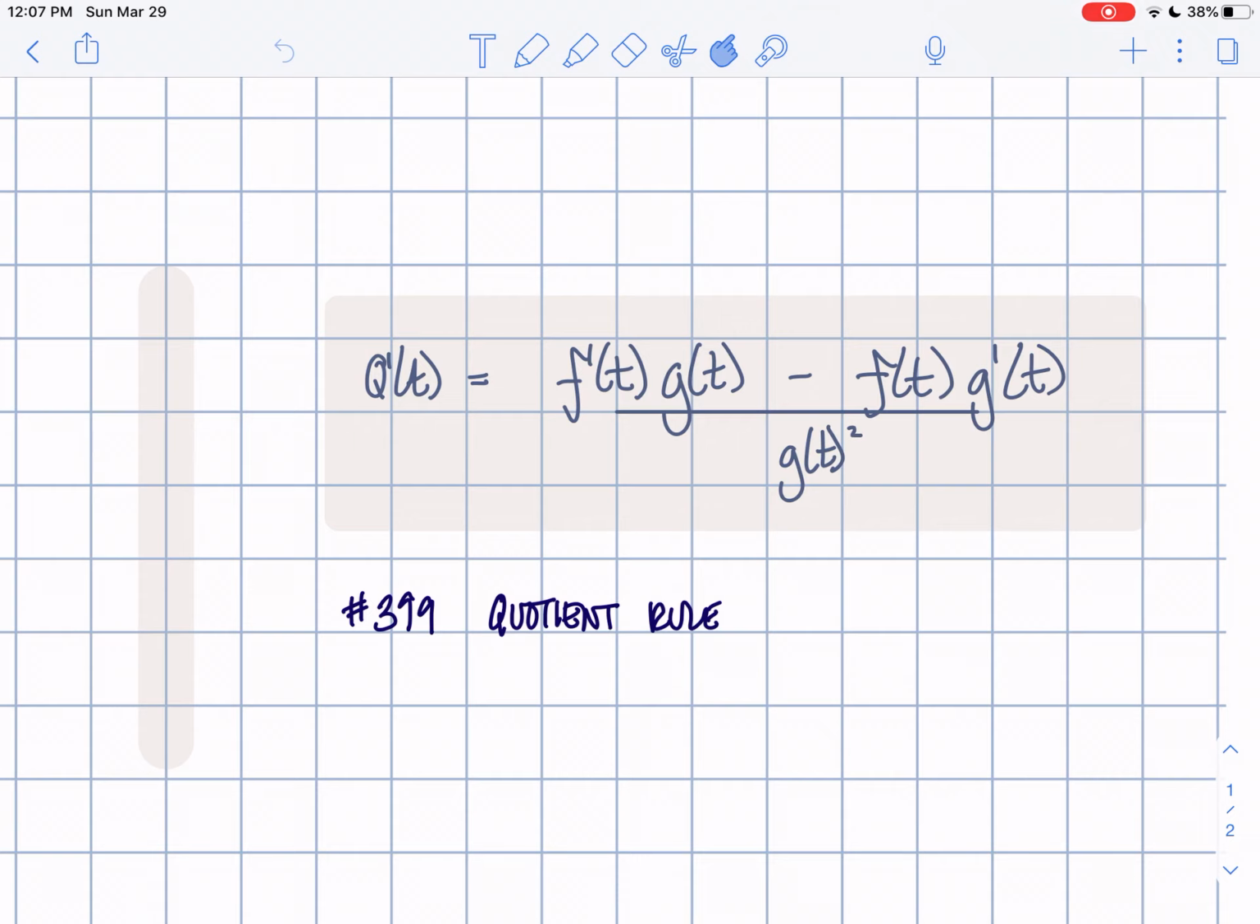The first thing I want to say is that problem number 1 was probably the one we had the most trouble on. Not a ton of trouble, but a little bit of trouble. And I just want to remind you about the quotient rule, which you can find in number 399, and some other problems after that. But try that one again with the quotient rule if it gave you trouble.